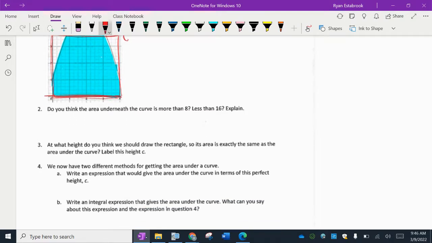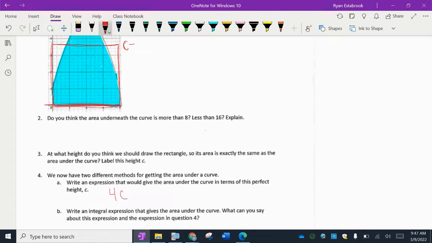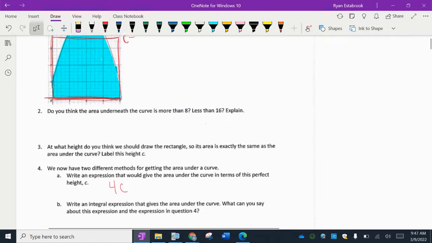And then in 4A, it says write an expression that would give the area of this red rectangle in terms of this perfect height C. So if this height is C and the width is 4, then what is the area of that red rectangle? 4C. Part B, write an integral expression that gives the area under the curve. What can you say about this expression and the expression in question 4?